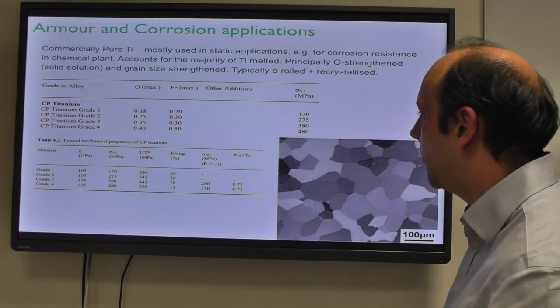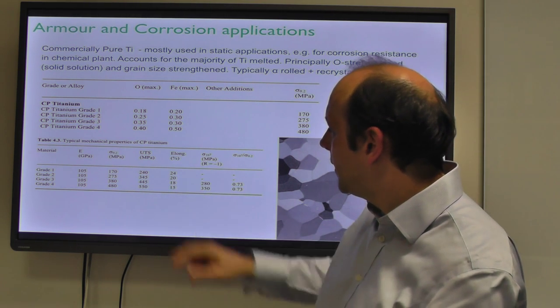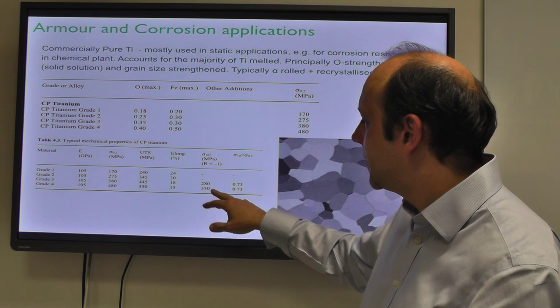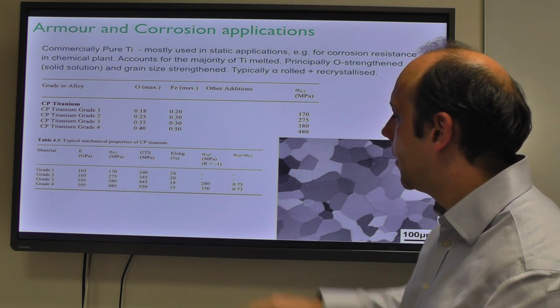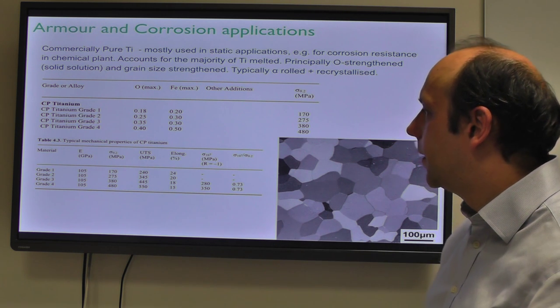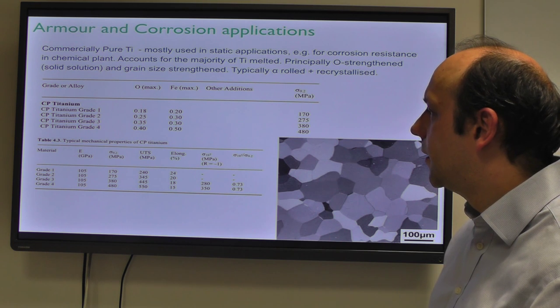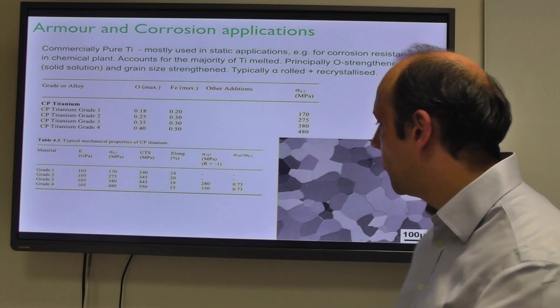Something like 480 MPa. That comes at a cost in the ductility, but you do get better fatigue life here. You can go up to about 70% of the yield stress, in fact, in fatigue. But it does come at a cost in ductility if that's your primary concern.